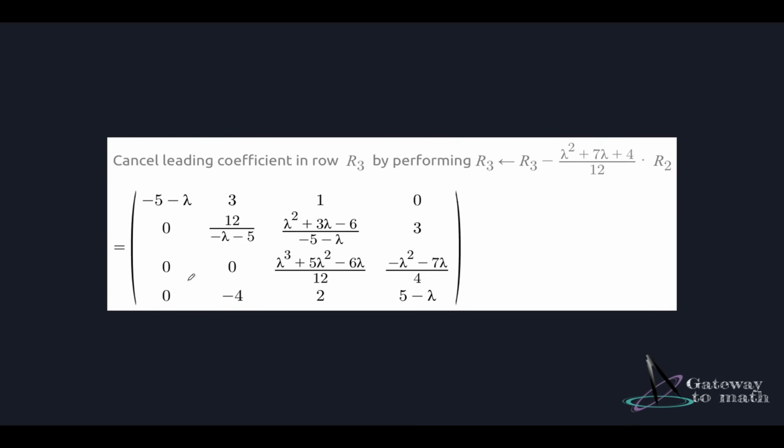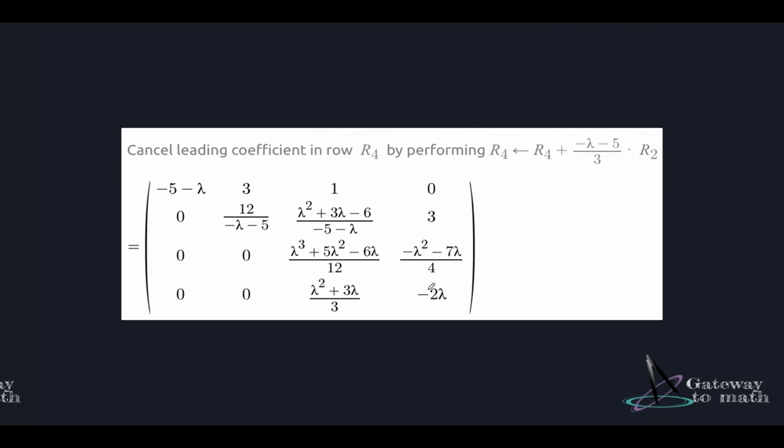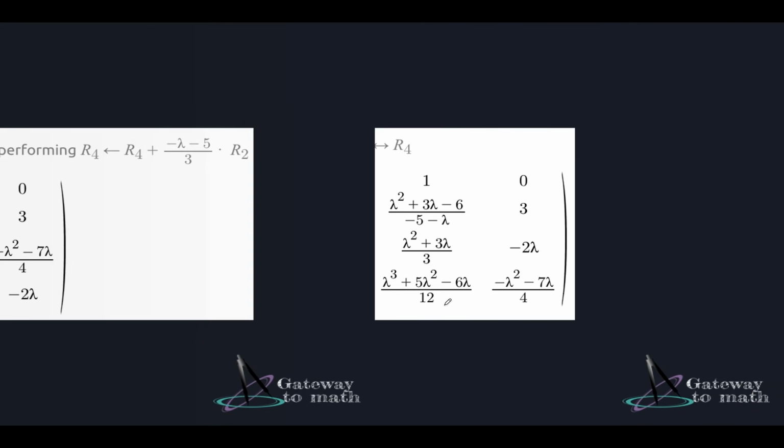So the new value in R3 equals 0, 0, (lambda cube plus 5 lambda square minus 6 lambda) upon 12, minus (lambda square minus 7 lambda) upon 4. Next operation is R4 plus (minus lambda minus 5) upon 3 times R2. Insert that in R4. R4 becomes 0, 0, (lambda square plus 3 lambda) upon 3, minus 2 lambda.